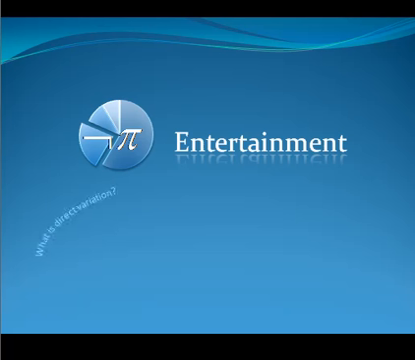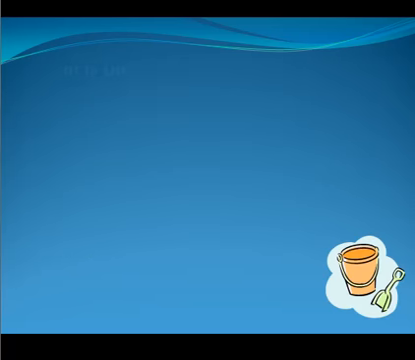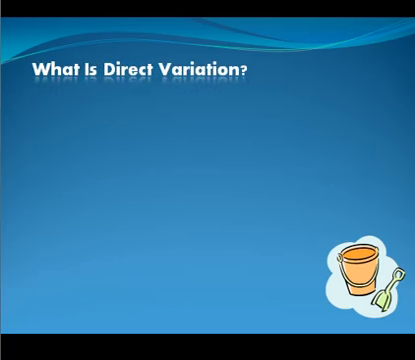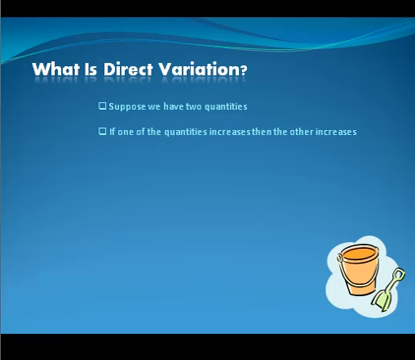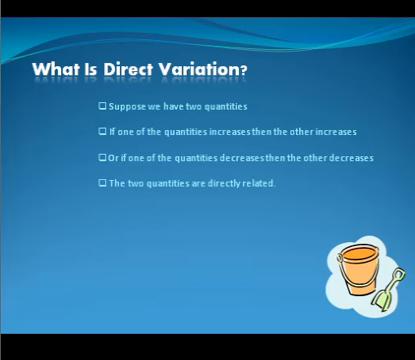What is direct variation? What is inverse variation? These are two questions we will answer in this video. So what is direct variation? Suppose we have two quantities. If one of the quantities increases, then the other increases. Or if one of the quantities decreases, then the other decreases. The two quantities are directly related. This is called direct variation.